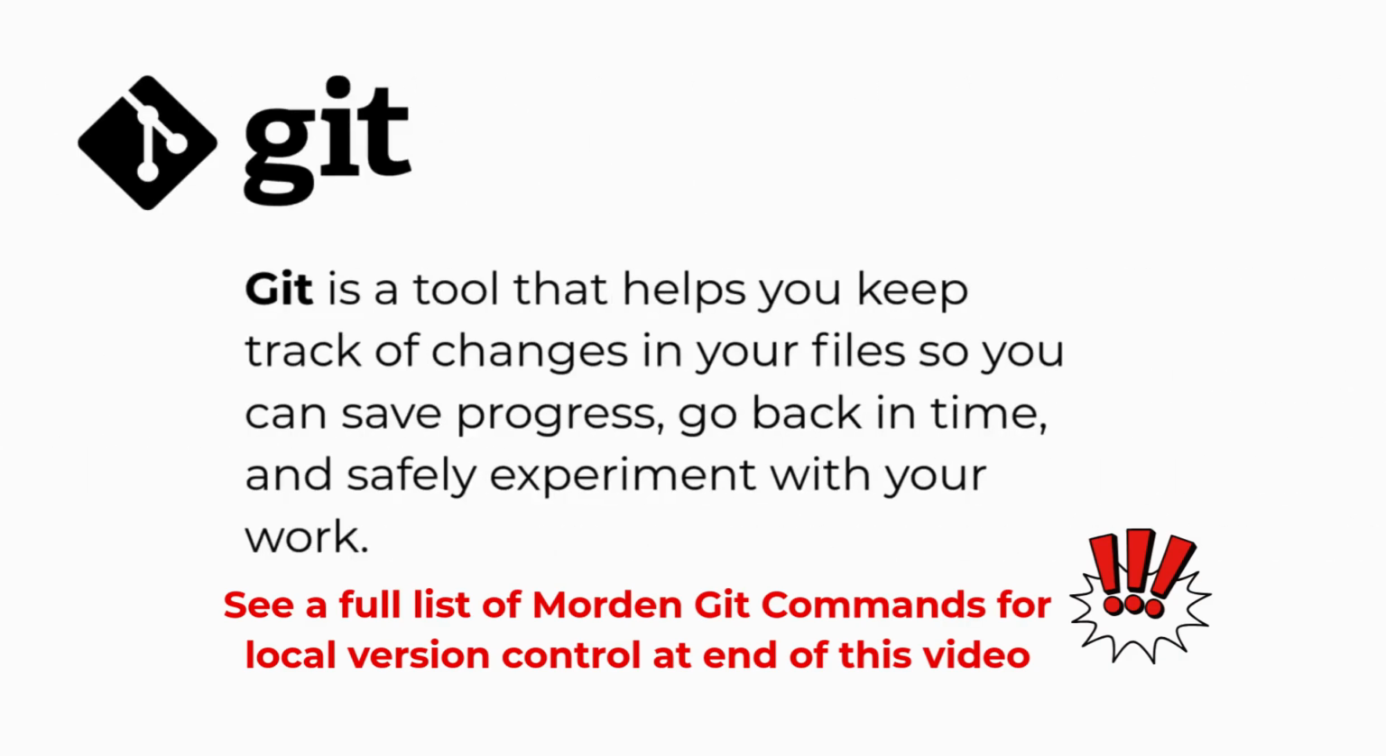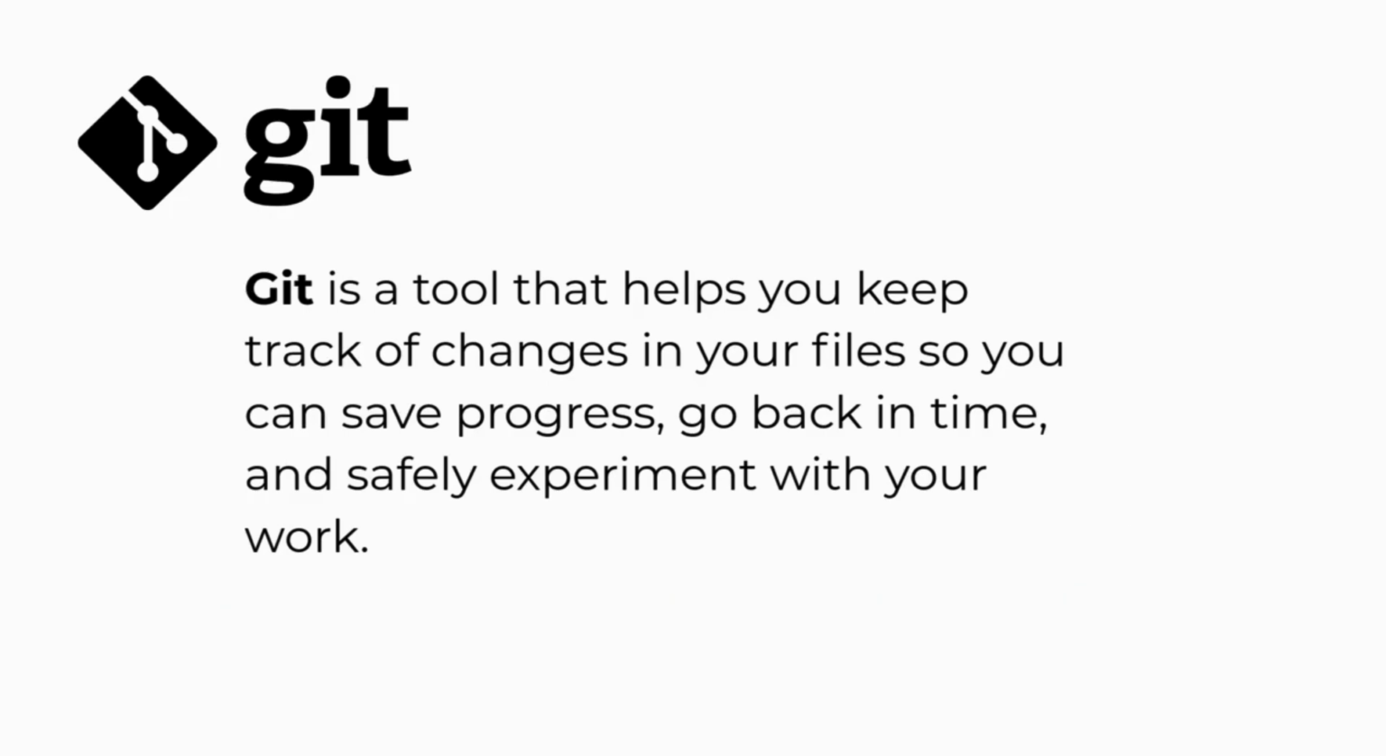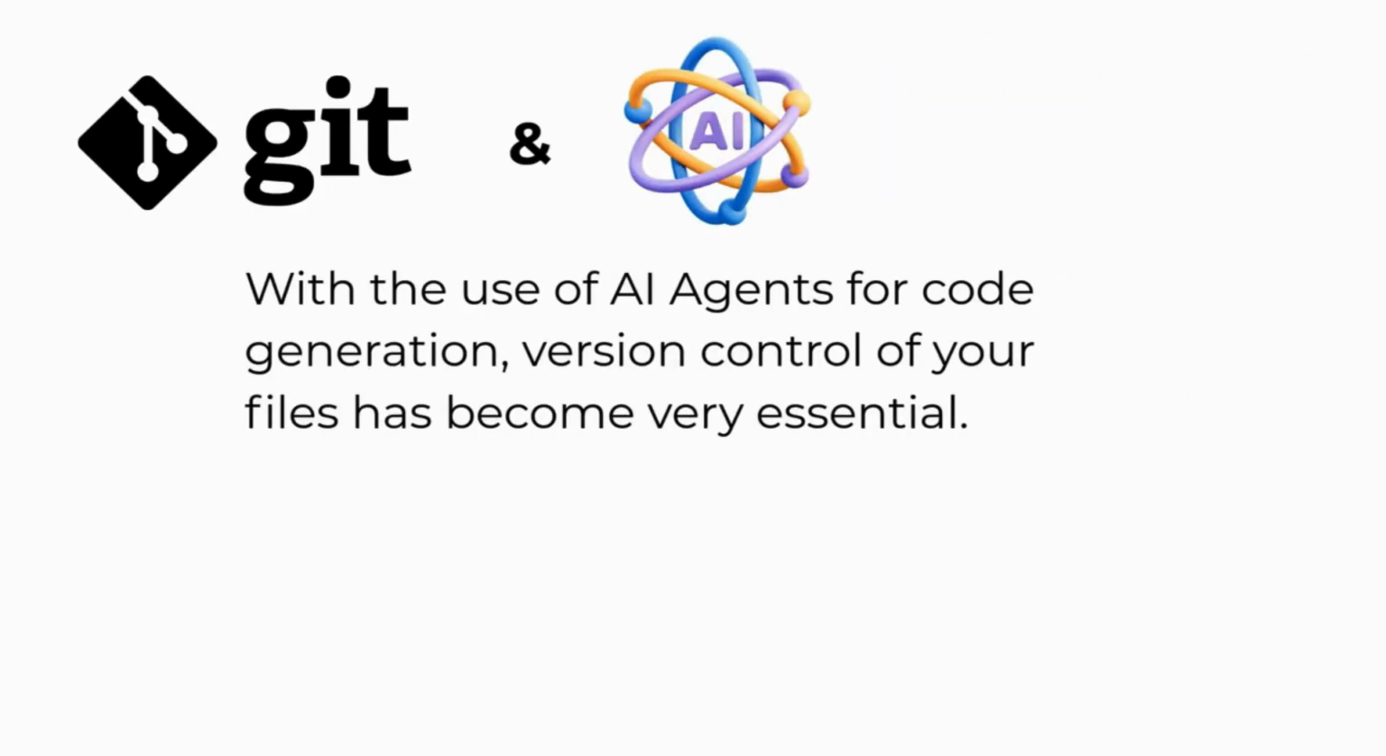Git is a tool that helps you keep track of changes in your files so you can save progress, go back in time, and safely experiment with your work. With the use of AI agents for code generation, version control of your files has become very essential for all developers.